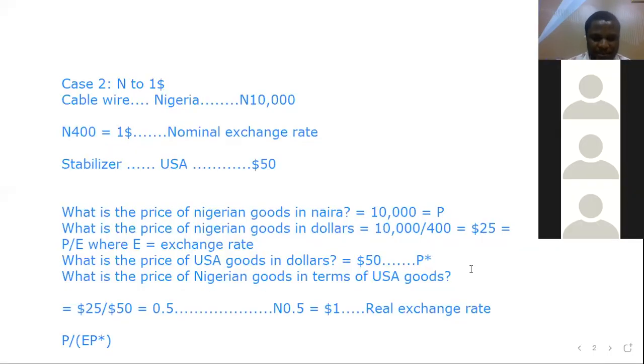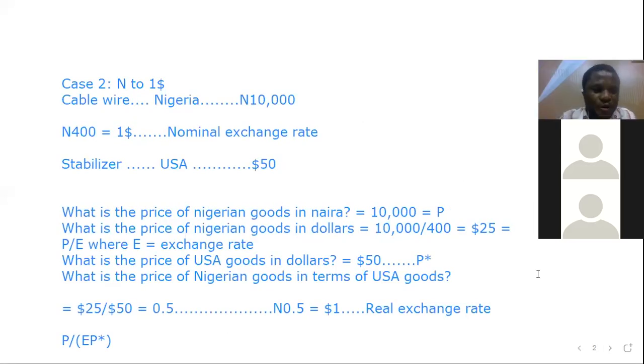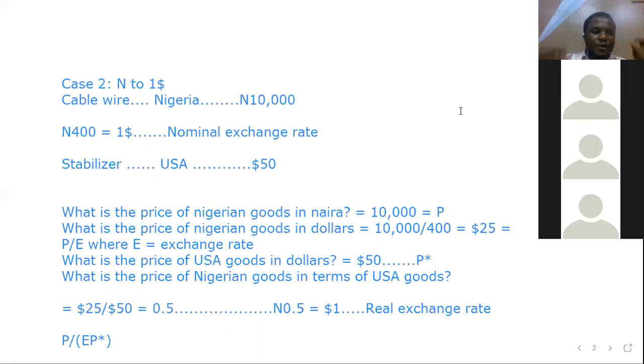So let's go back. Let me explain. Case 2, we agree that case 2 is naira to $1. That's our case 2. We agree that it is naira to $1. And that's why we said it is 400 naira to $1, which is the nominal exchange rate. The nominal exchange rate is the rate at which my domestic currency is exchanged for foreign currency.